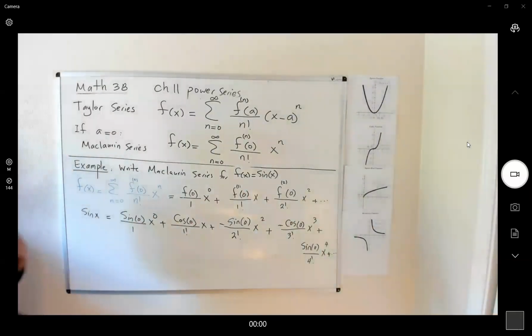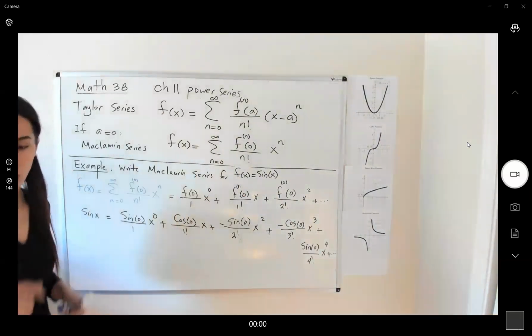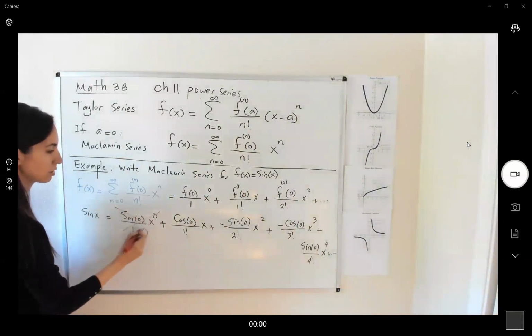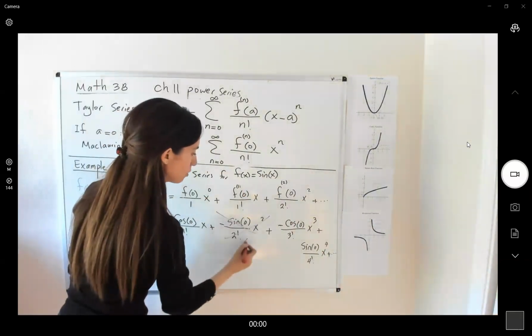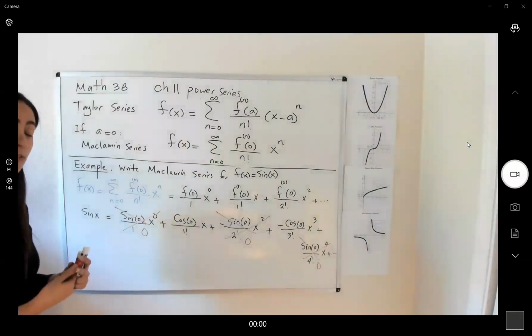Okay, let us start simplifying the whole thing. You know that sine 0 is always 0, so you can quickly get rid of some of the terms. This is 0, this is 0, this is 0. What's left?